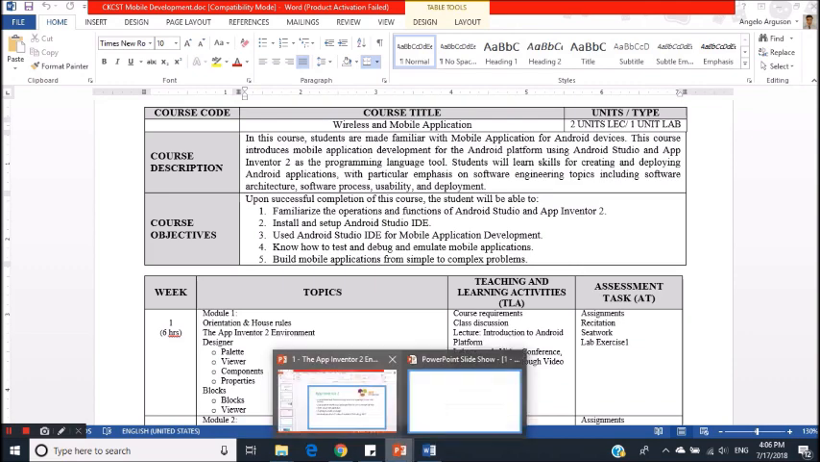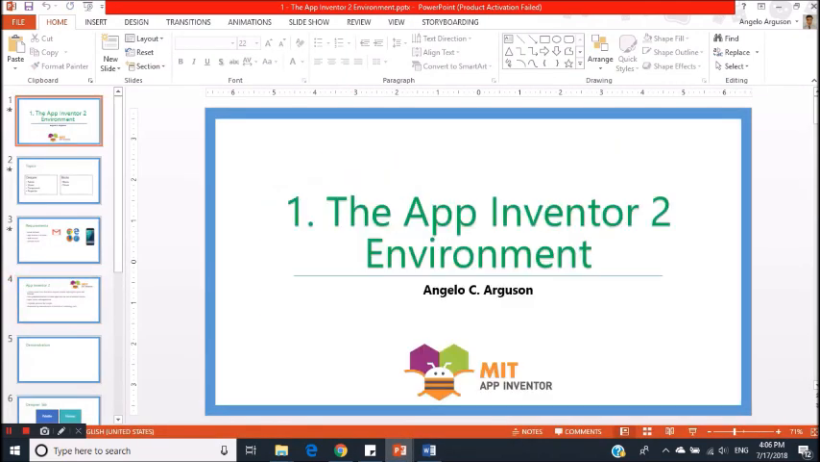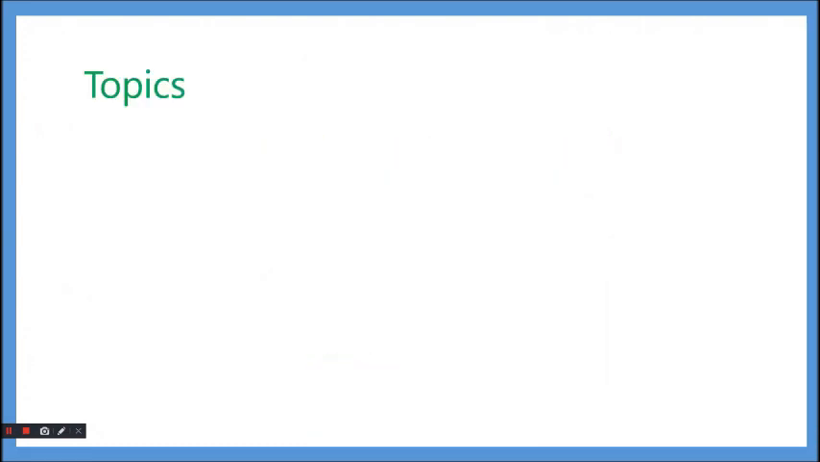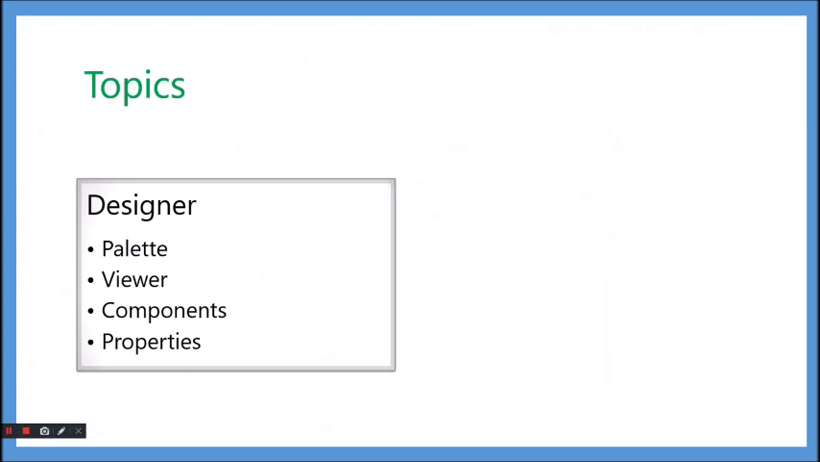Today, we're going to learn about the App Inventor 2 environment. Topics expected will be the designer. The designer has a palette, viewer, components, and properties section, and we will be learning things that we have to deal with in our application using those sections.